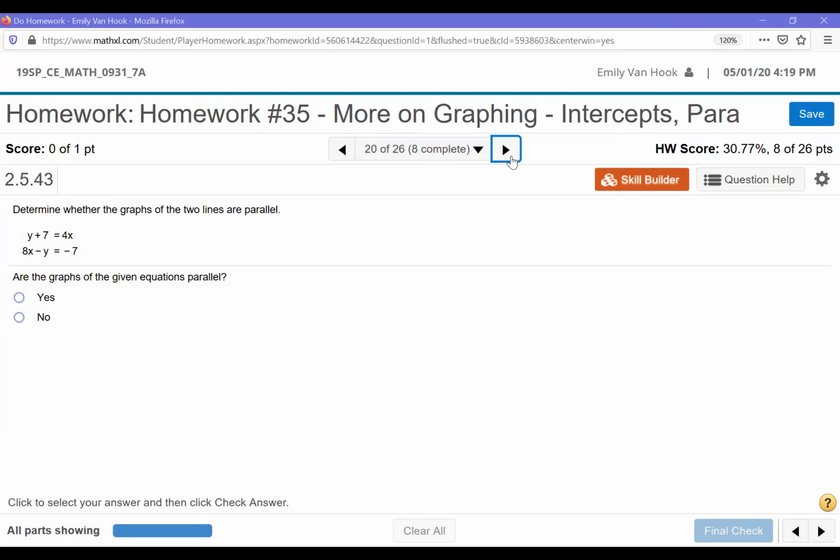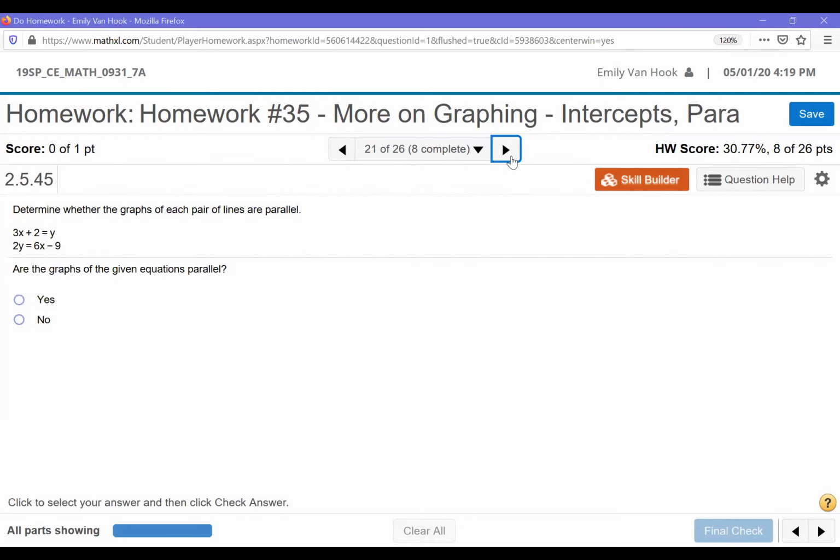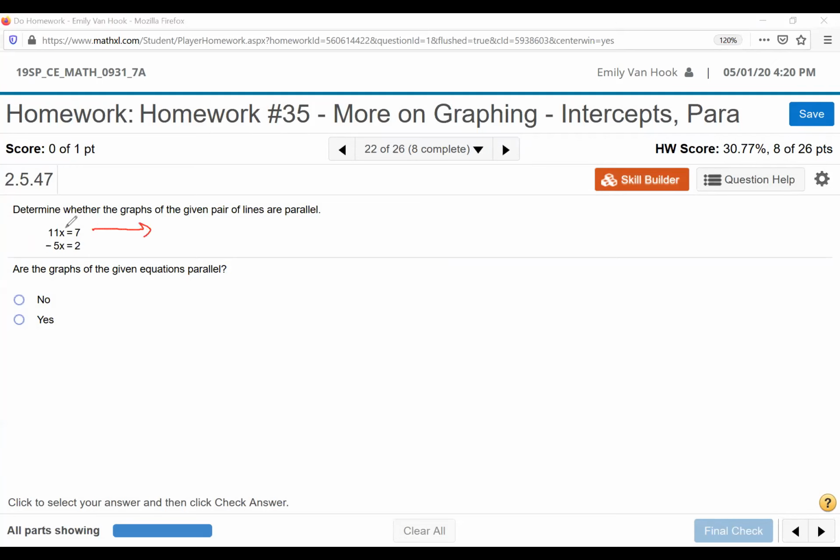Okay, so parallel. I want to find a slightly harder one if we can. Oh, sure, how about this one? Number 22. Determine whether the graphs of the given pair of lines are parallel. This is a weird one because there's not even any y in the equation, it's just x. So I guess I'll solve for x. That seems like the logical thing. 11x equals 7. If I just divide by 11, x equals 7 over 11.